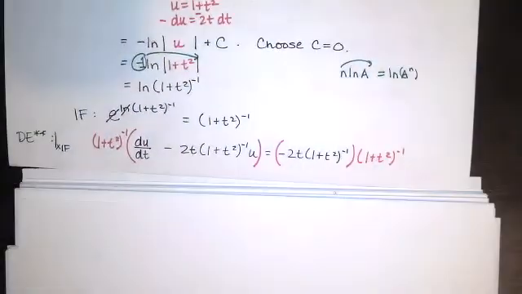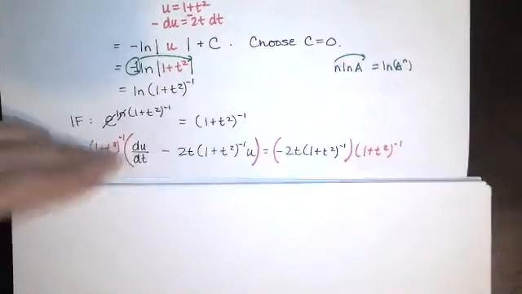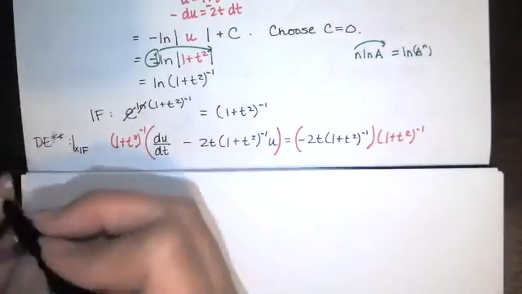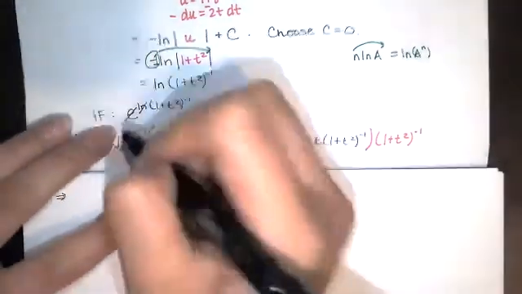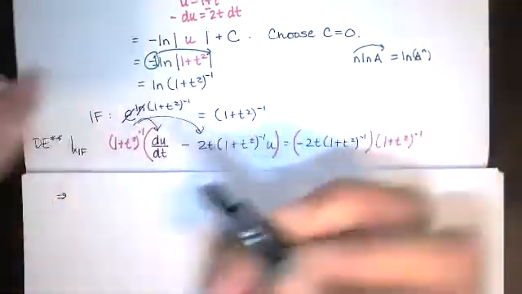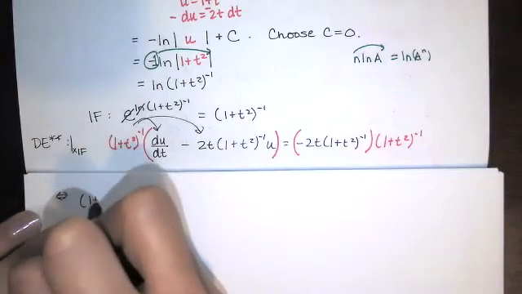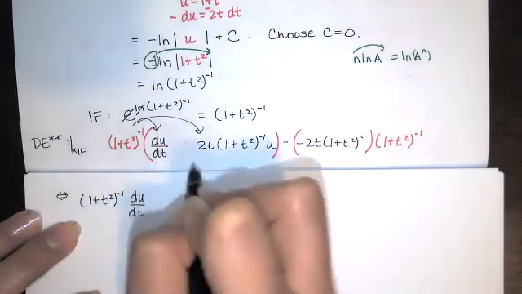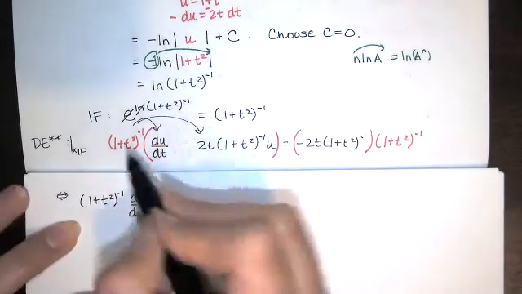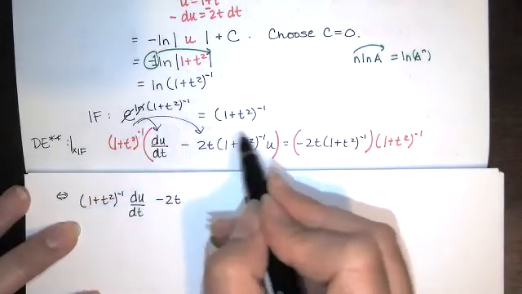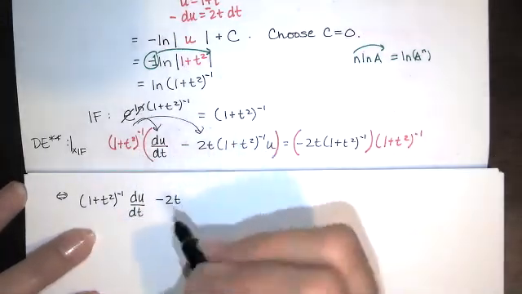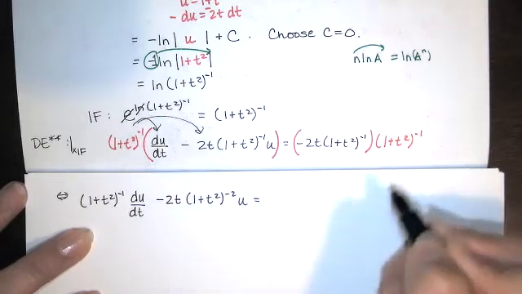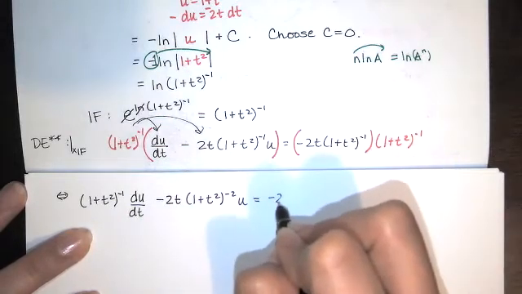Watch this. After distribution, you're multiplying here and here. You've got (1 + t²)⁻¹ times du/dt. And then you've got a -2t, and (1 + t²)⁻¹ times (1 + t²)⁻¹. You add the exponents, that's (1 + t²)⁻². And you do the same thing over here on the right-hand side.